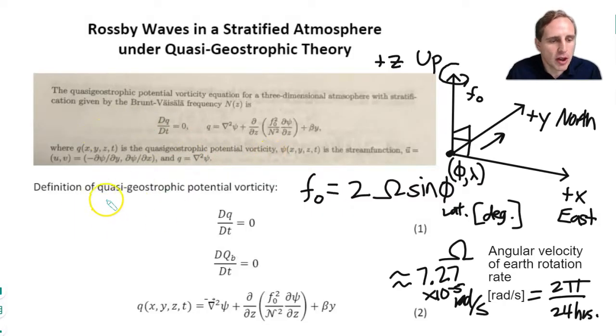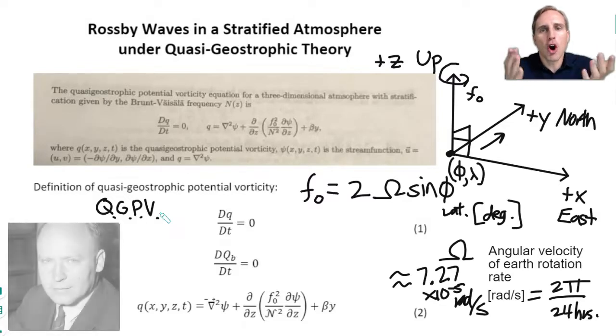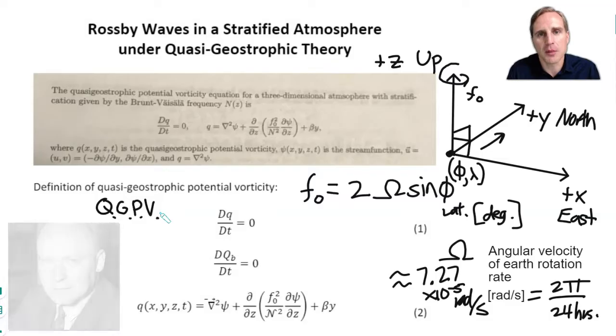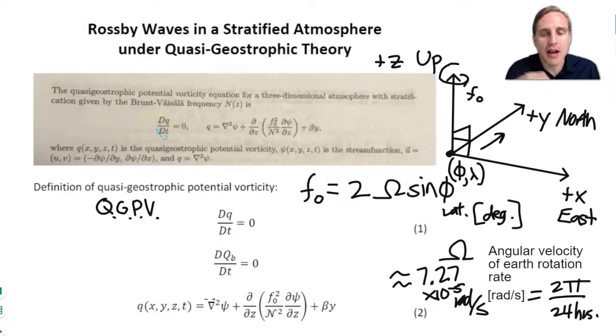So what is the QGPV? If you look back to the 1940s and 1950s, people like Carl-Gustaf Rossby and several other people were able to first come up with numerical weather predictions for the first time by taking this quantity as the potential vorticity. And it turns out that a lot of good weather forecasting on large scales, mostly synoptic scales, was done using potential vorticity.